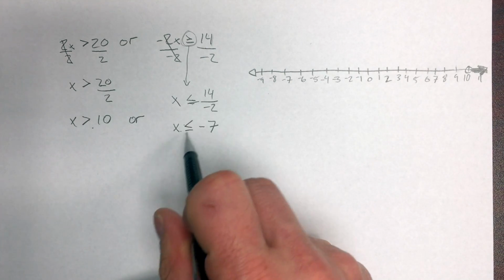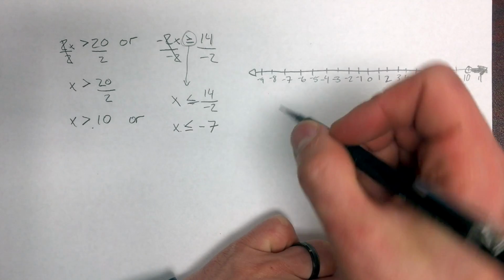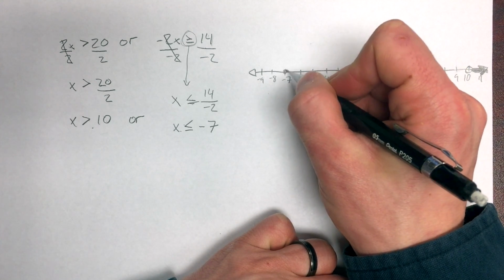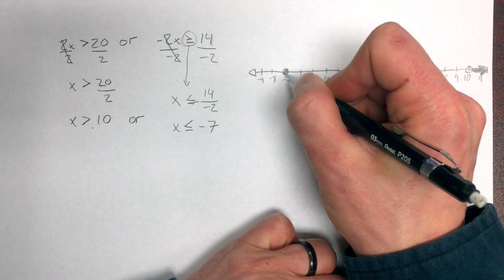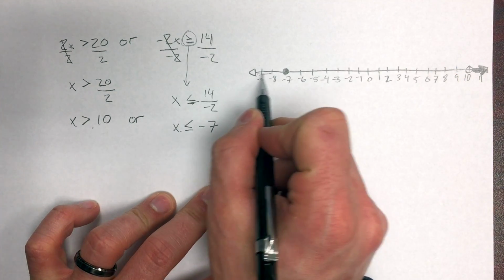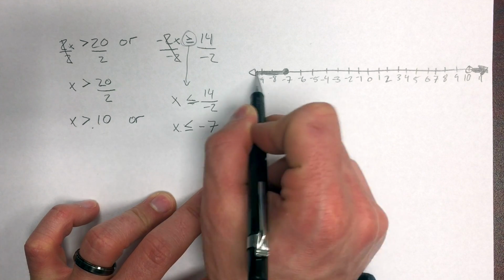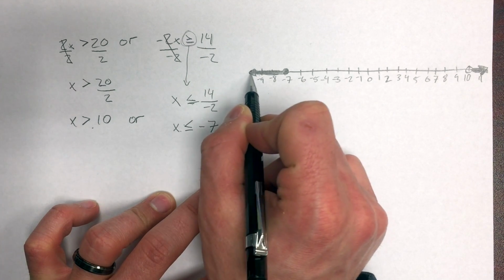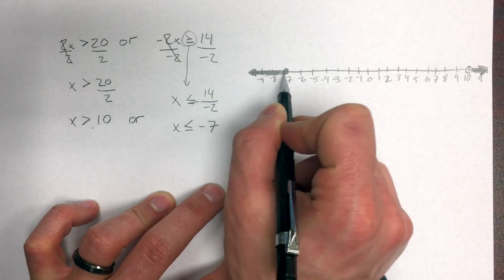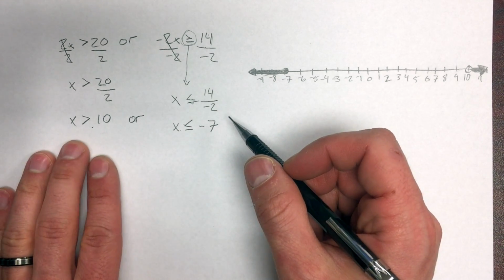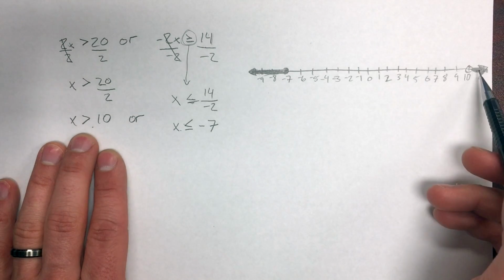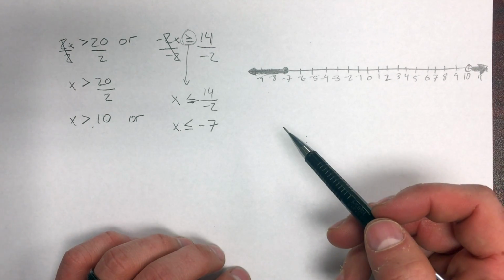All right, now that's that one. Let's knock out this one. X is less than or equal to negative 7. So it could be negative 7. So let's fill the circle in there and fill in everything to the left. It is very important to pay attention to the less than or equal to, greater than or equal to, and less than or greater than to make sure that you have your graphs correctly done.